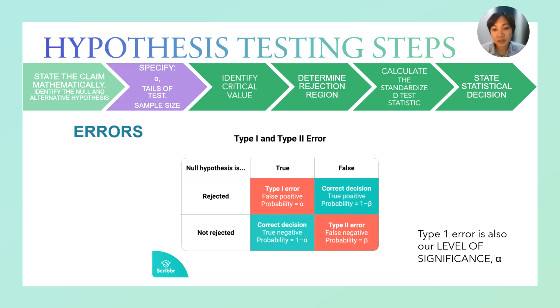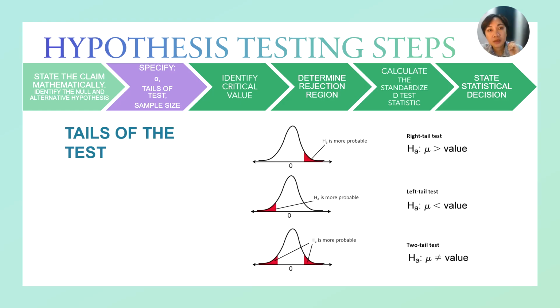So type 1 error is also our level of significance, which is the alpha. In some studies, we have to solve for the level of significance ourselves, but by default, especially in engineering studies, we use 5% as our level of significance. Now that connects to the tails of test. We're still in step 2, all right?